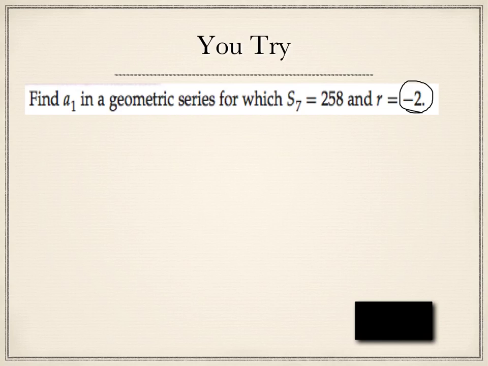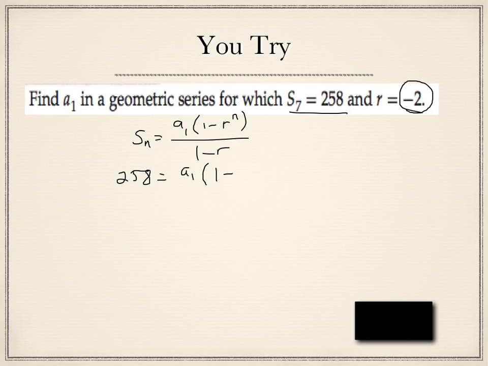Okay, you should have found that S sub 7, because we're still going to use our formula, we still have A sub 1 times 1 minus R to the N all over 1 minus R. This time we have 258 over here because of that. And we're looking for A sub 1. We have 1 minus negative 2 to the power of N. N here is 7. So we're going to use a 7 right here. And we do 1 minus negative 2.